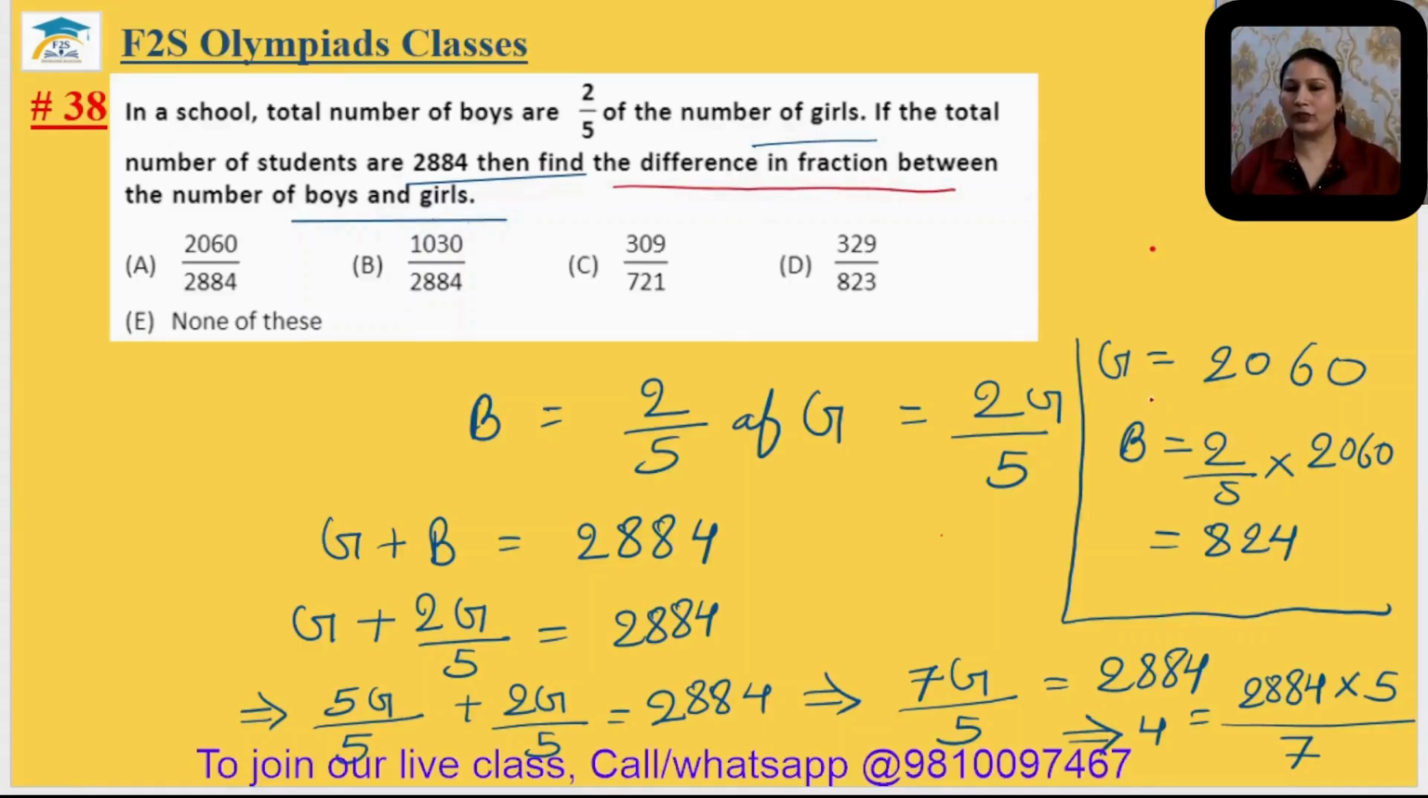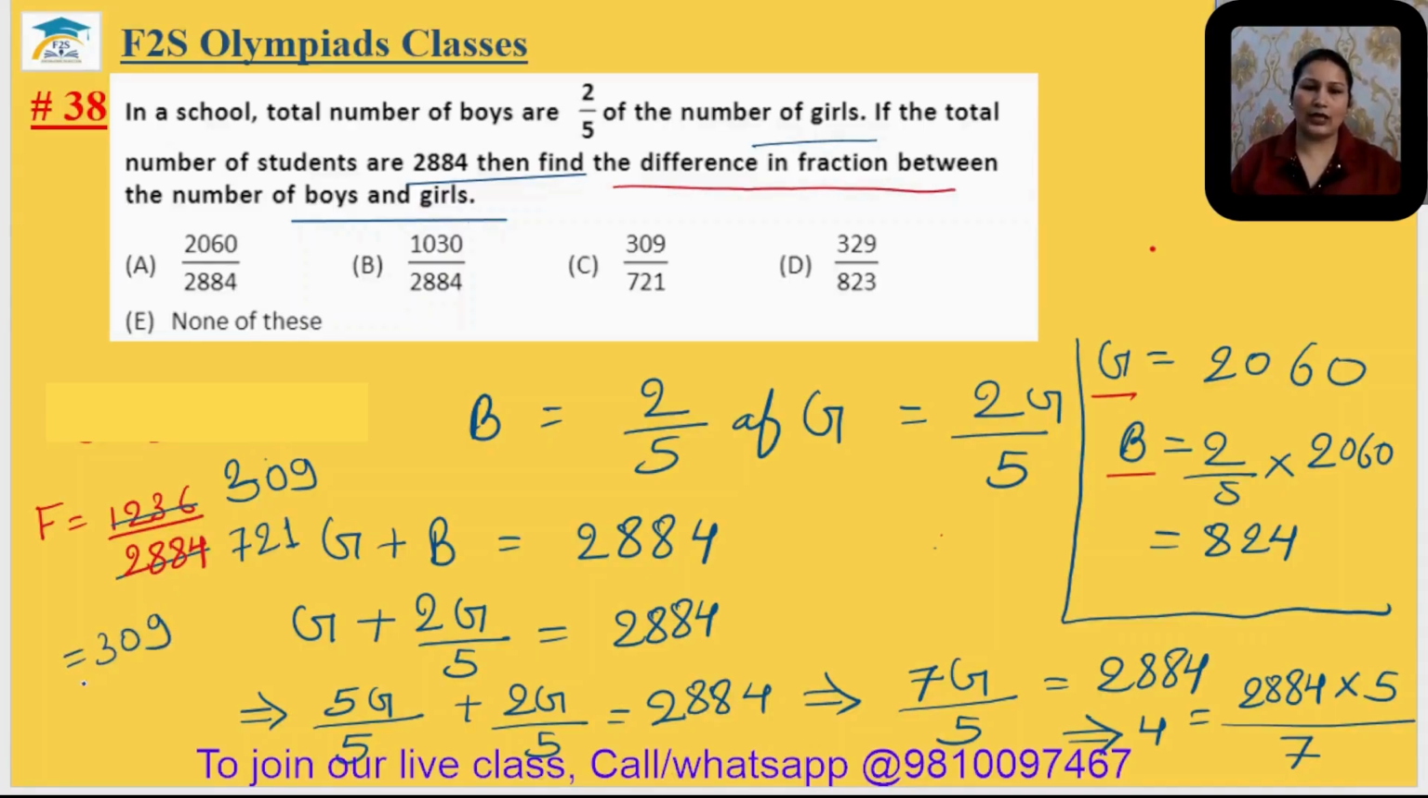So what will be the difference between number of girls and boys? So it will be your 1236. Okay. Now simplify it with 4. 4 3s are 12, then 0, 4 9s are 36, 4 7s are 28, 4 2s are 8, 4 1s are 4. So 309 upon 721. This is in the option number C. 38 answer is option C.